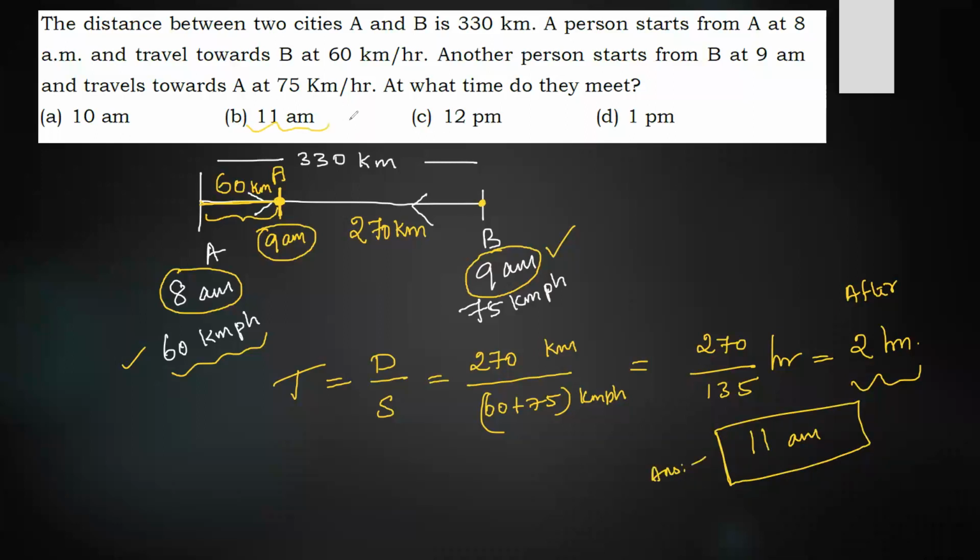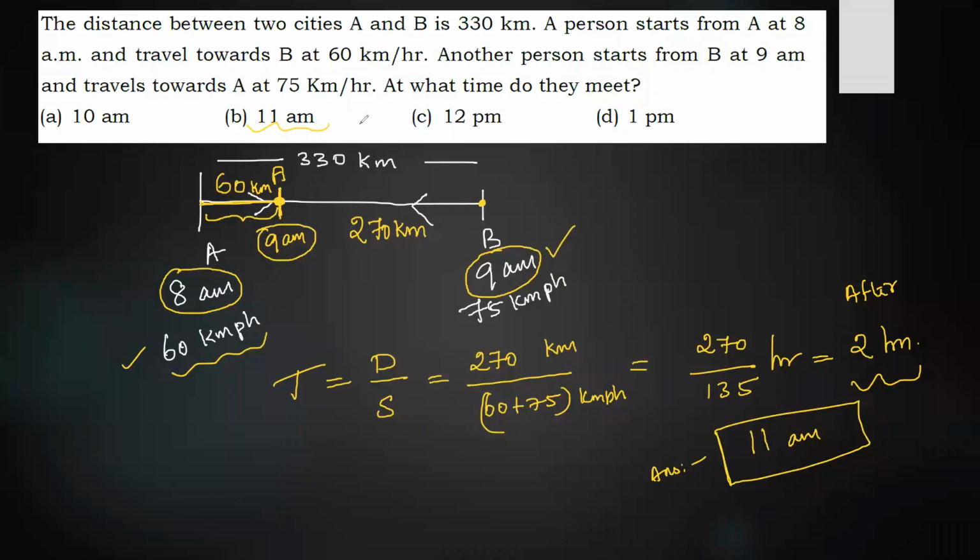Is it clear? Is it clear, Bob? In the previous question we had the same time, right? So no problem, we started the question like that. But here we have different timings. So the first step, we need to make that time the same. So till 9 a.m., A traveled for 1 hour, so he covered 60 kilometers at his speed.